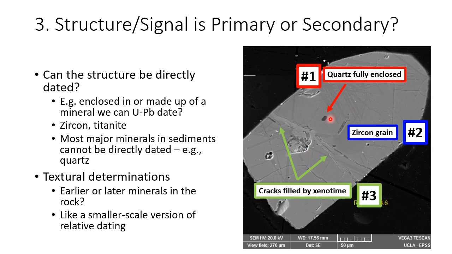Now, the sequence of events we can see here. First, we have this quartz. This is the oldest material that we see in this image. It was then included in this zircon, which grew around it. And then after this zircon had formed, it cracked open and metamorphic fluids came in and deposited this xenotime.